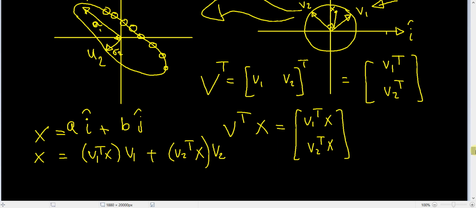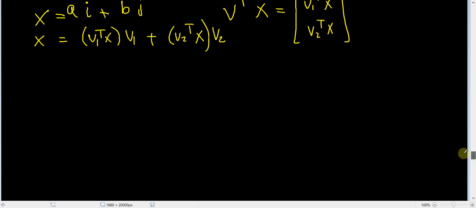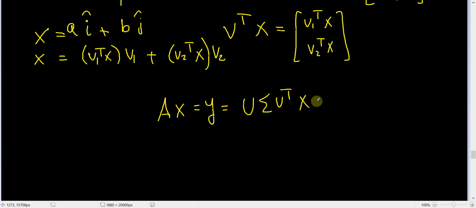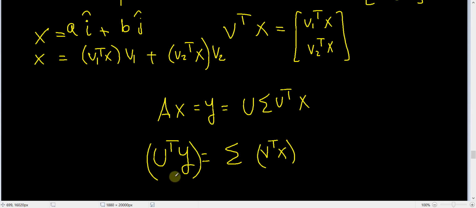This means that for the diagonalization picture of the SVD, if we have Ax is equal to y, which is equal to U sigma V transpose x, we have seen that this can be rearranged to be U transpose y is equal to sigma V transpose x, just like that. So this means the following.